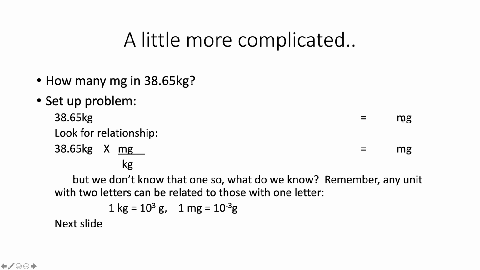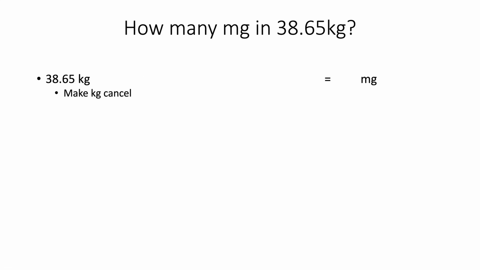38.65 kilograms, going to milligrams. Ideally, we would have a relationship between milligrams and kilograms, but we don't know that. And like I said, any unit with 2 letters can be related to those with 1 letter, so we can relate kilograms to grams. Kilo, how do you remember it? 1,000 times. Milli means 10 to the minus 3rd. Going to the next slide, we'll make the kilograms cancel. How do we do that? We put kilograms on the bottom, and we know that a kilogram is 10 to the 3rd grams.